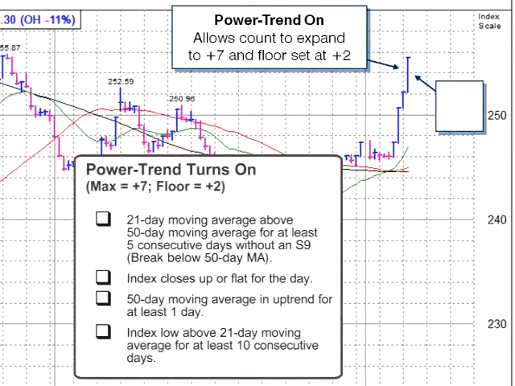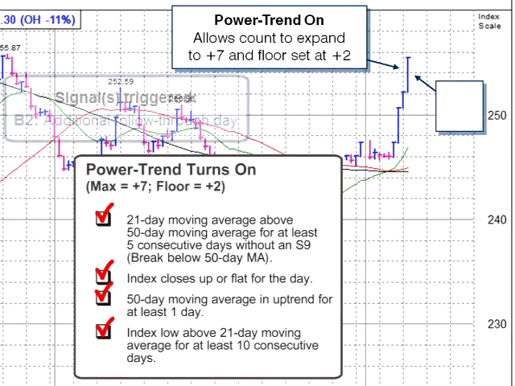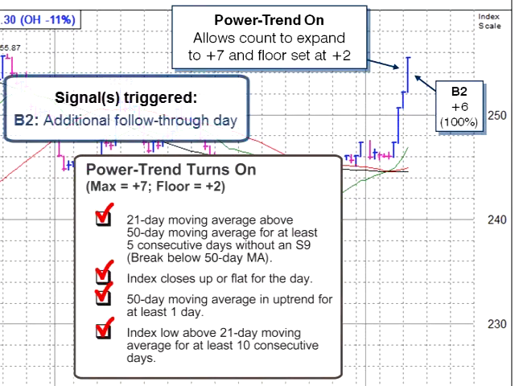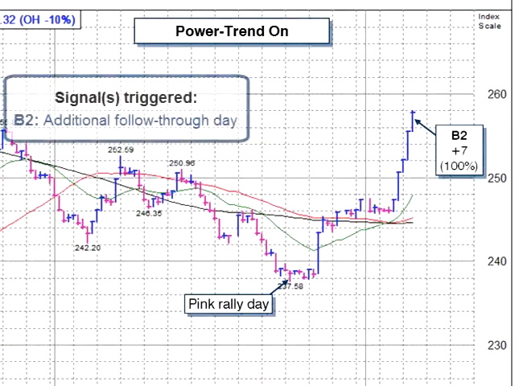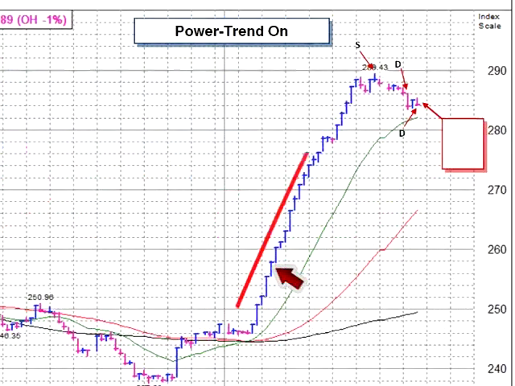On this day, 2 days later, the power trend does turn on, so we can expand our count up to +7. We get an additional follow-through day, so our count goes to +6. We get more strength, so another additional follow-through day gets us to a +7. And the rally just really takes off. And again, we were fully invested very early in the rally. We were even 90% in here.